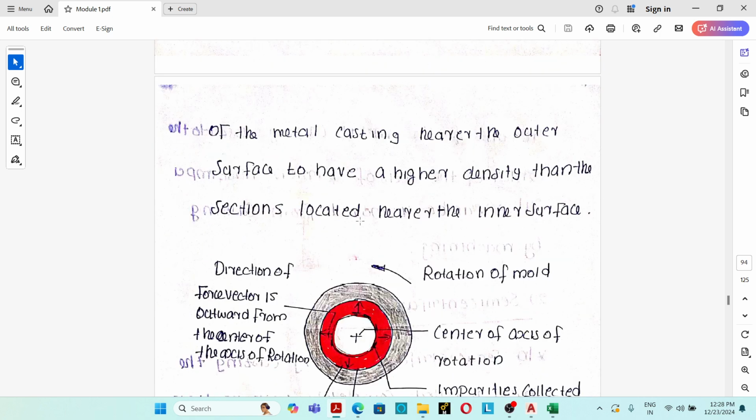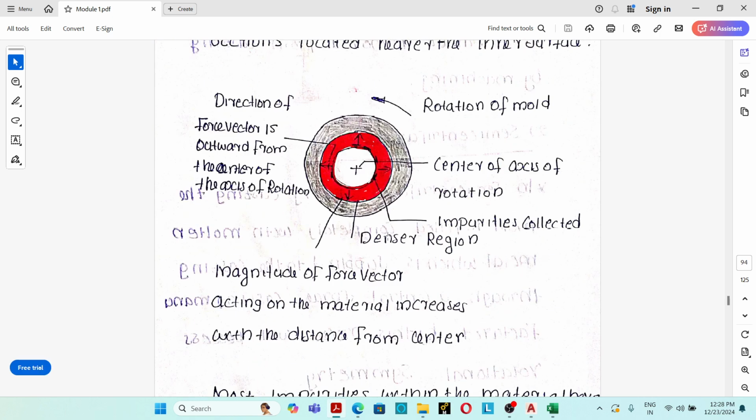In centrifugal casting, the forces developed play a large role. The force developed due to centripetal acceleration acts in an outward direction, and the value of the force increases when moving from the center outward. So a large force acts on the molten material away from the axis of rotation. A small force acts on the molten material very near the axis of rotation.